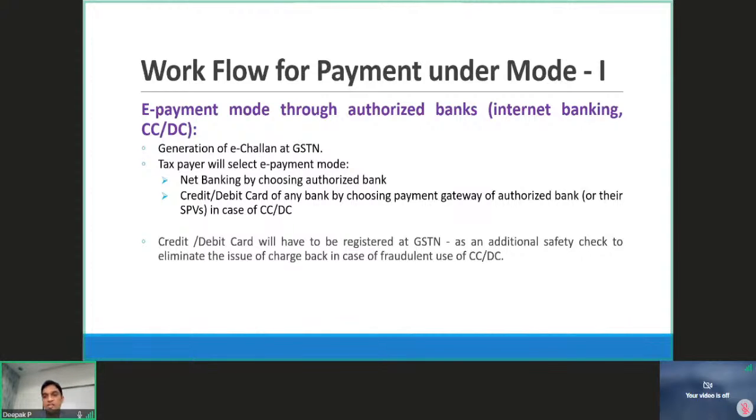Generation first mode, which is your internet banking. Generation of e-challan at the GSTN. Taxpayer will select e-payment mode. He will select net banking by choosing the authorized bank. Then he will select the debit card or credit card in case of bank. Practically today it is not there, but whenever it comes, then debit card, credit card will have to be registered at the GSTN, and then you can make the payment.